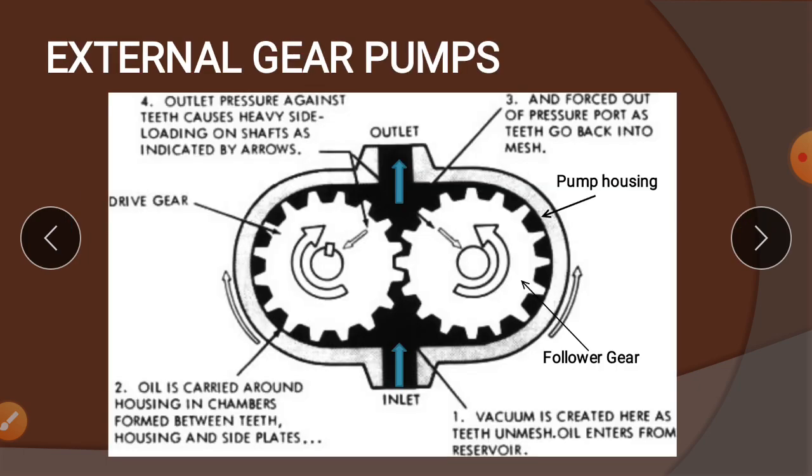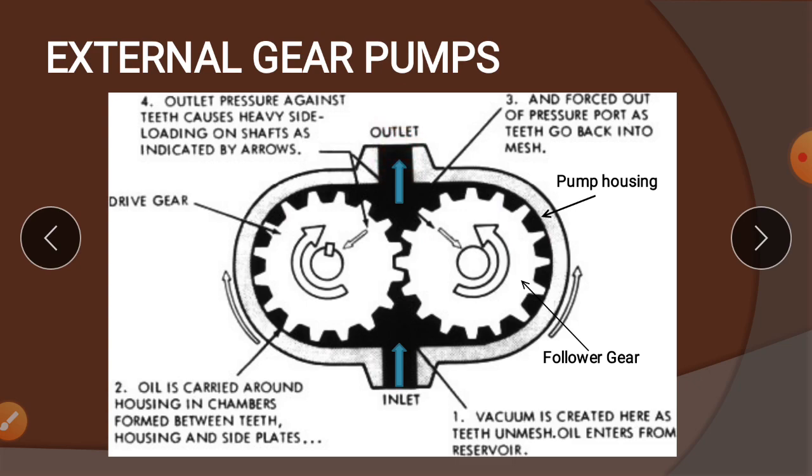What are gear pumps? What is this external gear pump? We will see the construction first. What are the things present here? The external gear pump consists of two spur gears, where one is the driver gear and one is the driven gear, which tend to rotate in opposite directions. By that, they make meshing inside the pump housing. So this is the pump housing where the two gears mesh with each other. This is the inlet and this is the outlet.